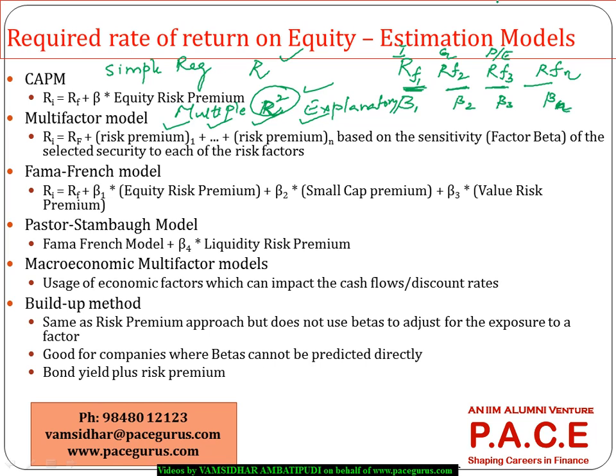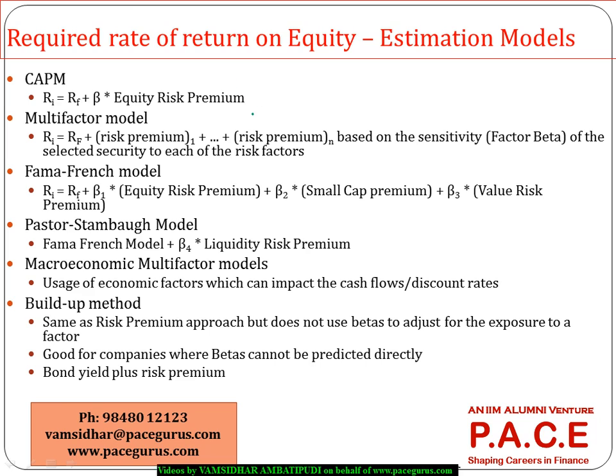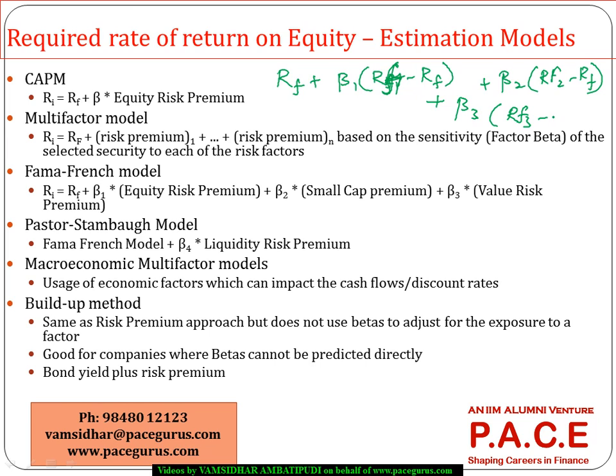But it is perceived as a very complex model, because identifying the various risk factors and finding out the security's sensitivity to each of these risk factors is very difficult. And the way we find all these risk factor premiums, just like an equity premium, it's better to look at it on the same lines. RF plus beta 1 times (risk factor 1 minus RF) plus beta 2 times (risk factor 2 minus RF), plus beta 3 times (risk factor 3 minus the risk free). All these are the premiums associated with each of the risk factors.